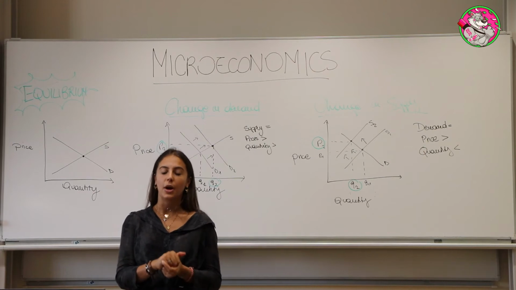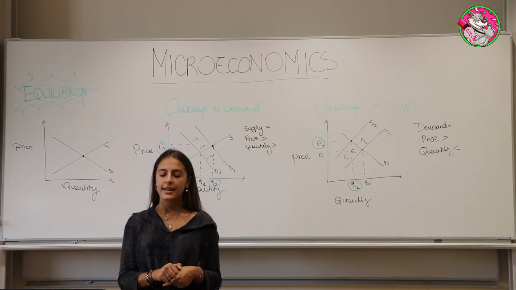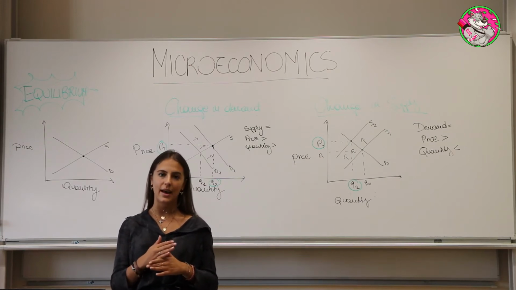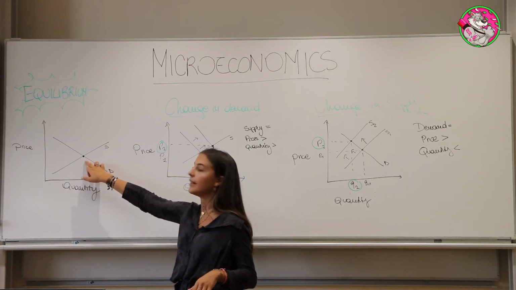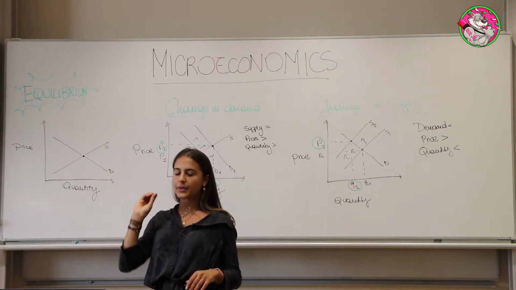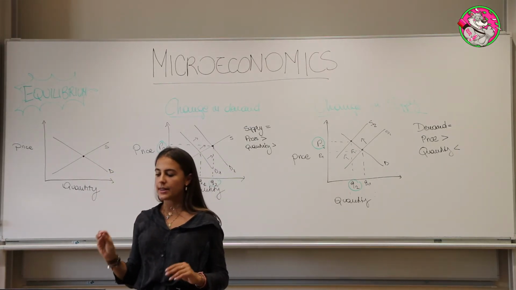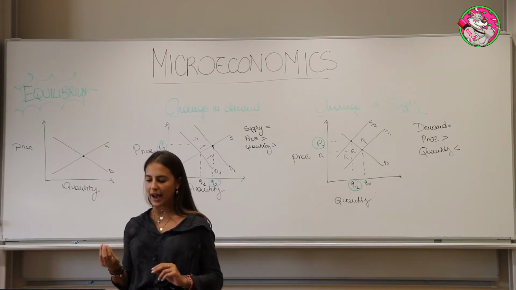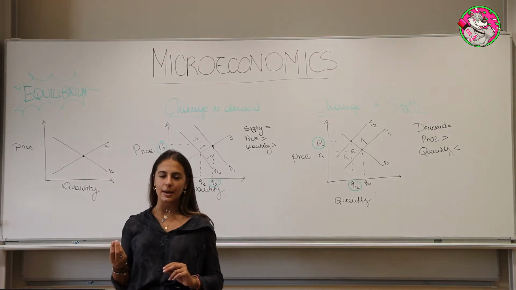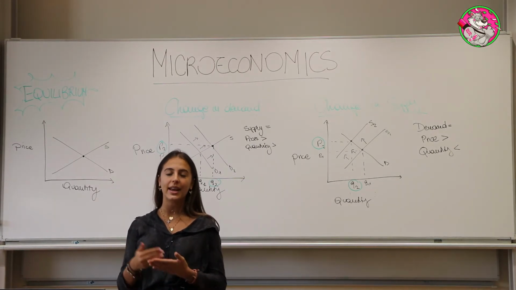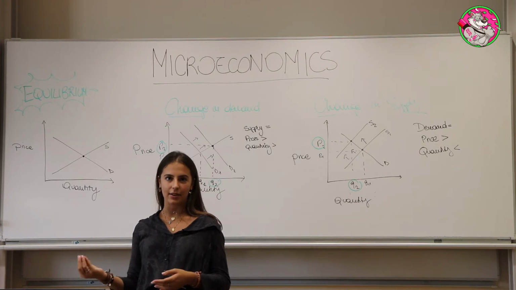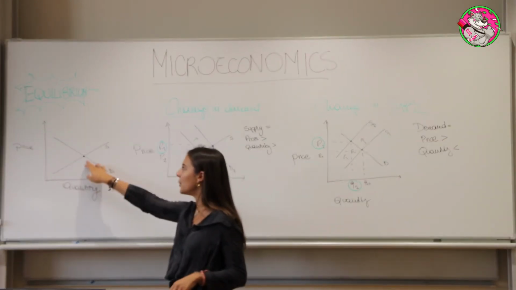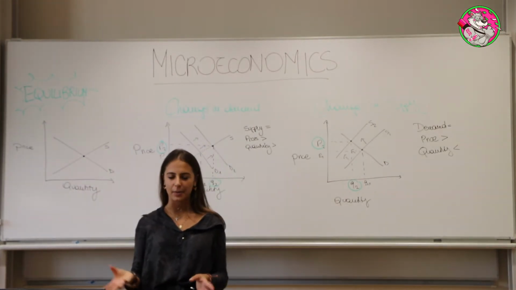Now we're going to talk about the market's equilibrium. This is the intersection between the supply curve and the demand curve, exactly where they meet. At the equilibrium price, the quantity of goods that buyers are willing and able to buy is exactly the same as what the sellers are willing and able to sell. This means that at this exact point, let's say everyone is happy.